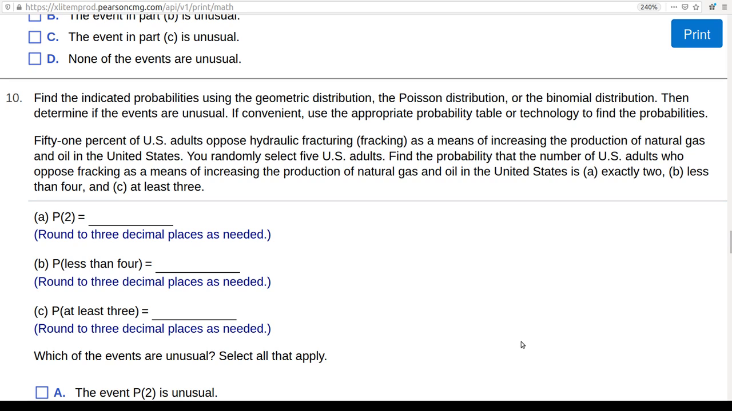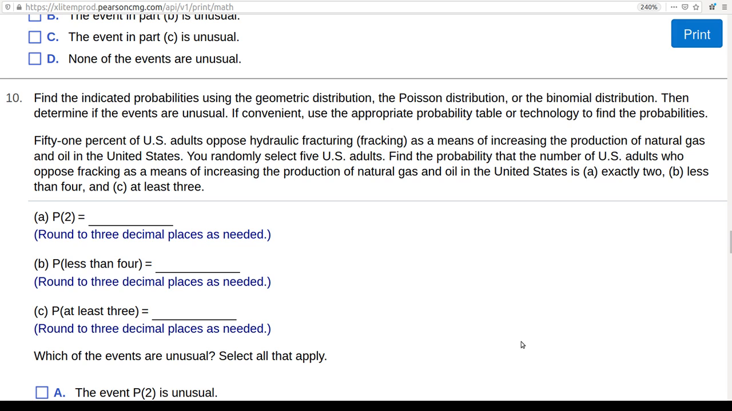We're looking at the chapter review, chapter 4, problem number 10. What we want to do here is identify the probability distribution and then answer the questions based off that distribution. We also want to know if any of the events are unusual. Remember, unusual events have a probability of less than 0.05.